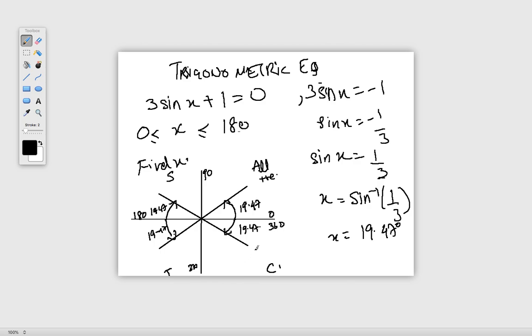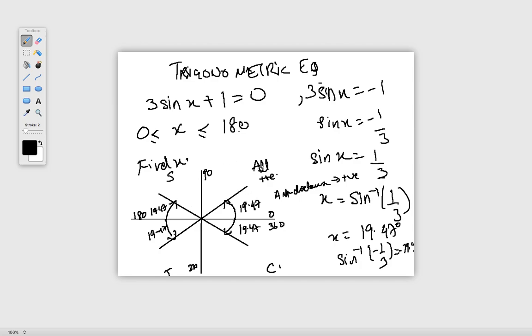Now we need to find x between 0 and 180. First let's see, between 0 and 90, is x going to be negative? Can we get a negative value? Because we know that if you do sine inverse of negative 1 over 3, you will get negative 19.47, right? Negative 19.47 means clockwise from 0. Whenever we talk about anti-clockwise and clockwise, remember anti-clockwise is positive and clockwise is negative.